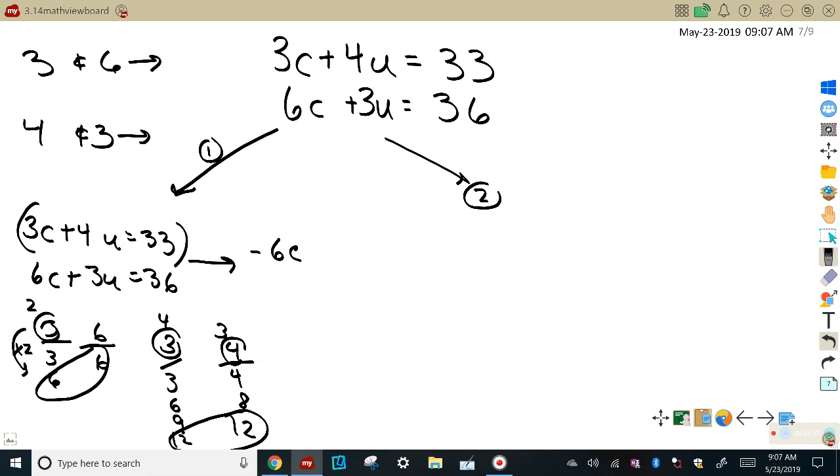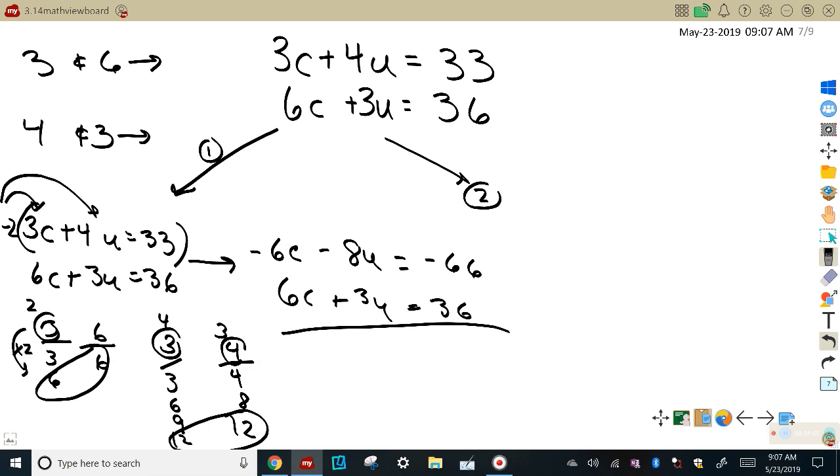What would I have to multiply this one by? A negative 2. All right, so if I distribute negative 2 there, I get the negative 6c. If I distribute a negative 2 to the 4u, I get a negative 8u. Do you guys know what negative 2 times 33 would be? Negative 66. Good. Okay, the bottom equation is already ready to go. So I didn't have to multiply that by anything.